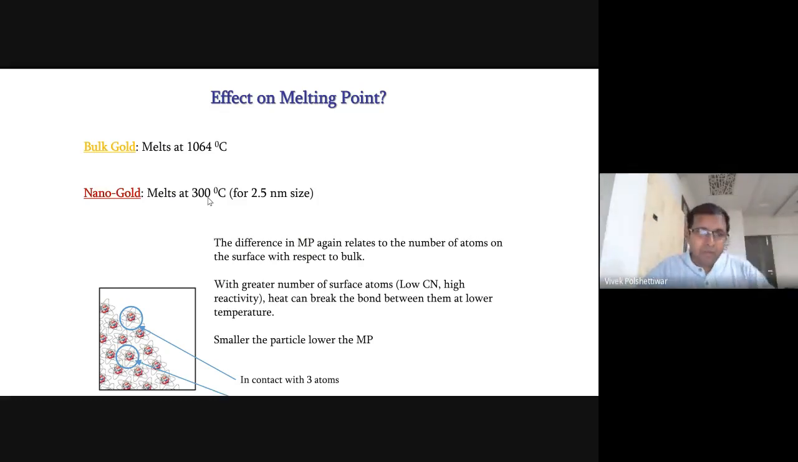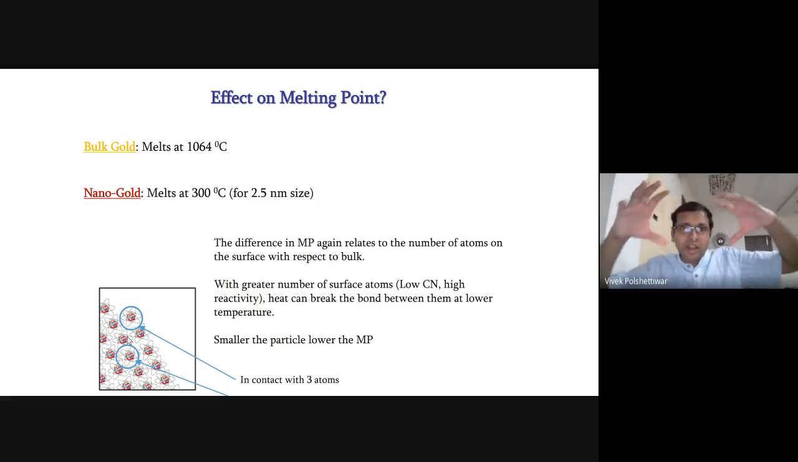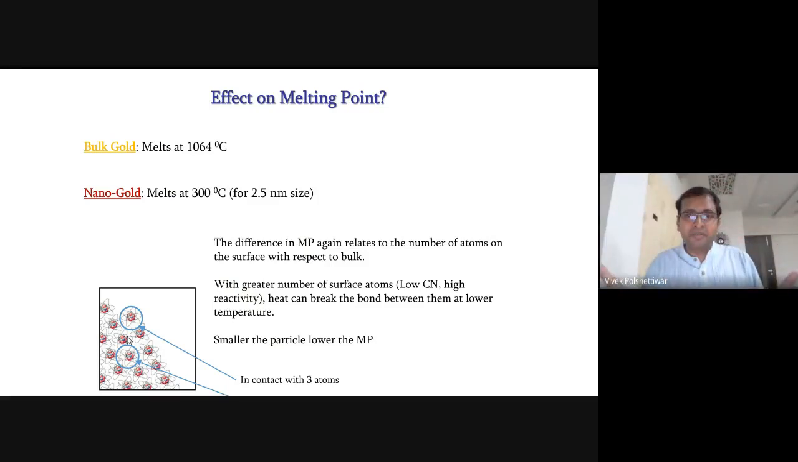Now, if I have more atoms on the surface, then these surface atoms are linked to fewer neighboring atoms. So I need less energy for the surface atoms to move, right? And now when you go to the nanoscale, you have more and more atoms on the surface because it has a high surface area. So now since you have more atoms on the surface, I need lower and lower energy for them to move. And that's the melting ideally. And that's why you can see the melting point dramatically decreases when you go to the nanoscale.